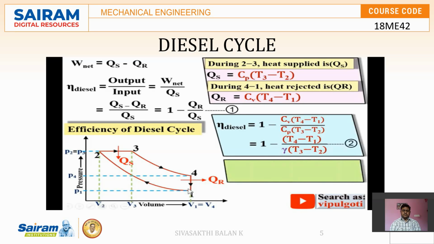Now from the figure you can say the compression ratio is V1 by V2. So I can say compression ratio is equal to V1 by V2. A very important term for the diesel cycle is the cutoff ratio. So cutoff ratio is V3 by V2. Keep in mind that in the diesel cycle there are two different ratios: one, the compression ratio, that is V1 by V2, and then the cutoff ratio V3 by V2. Both ratios are always greater than 1.